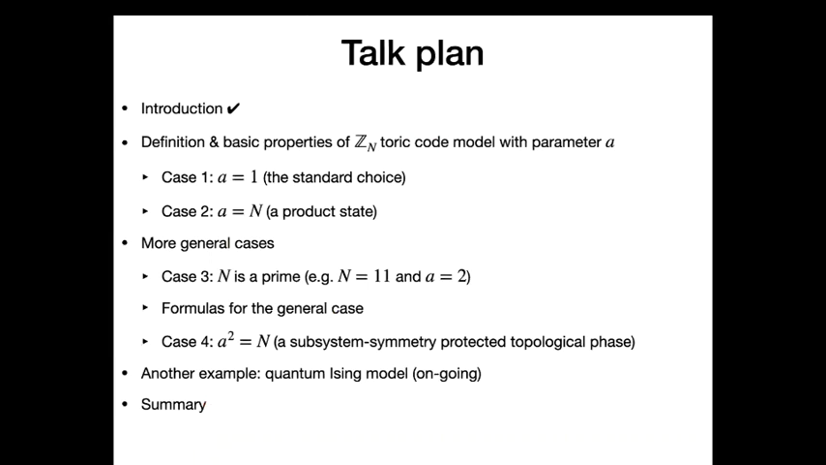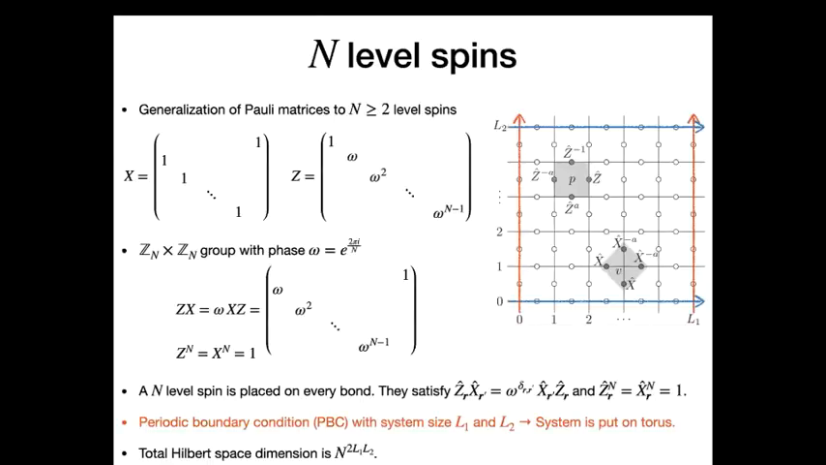From now I will give the definition of this model in detail and look at the simplest case, and then move on to the interesting cases. So in my model, I have spins on each link, but each spin is an n-level spin. So it's not a two-level spin. It's a generalization of two-level spins into n-level spins.